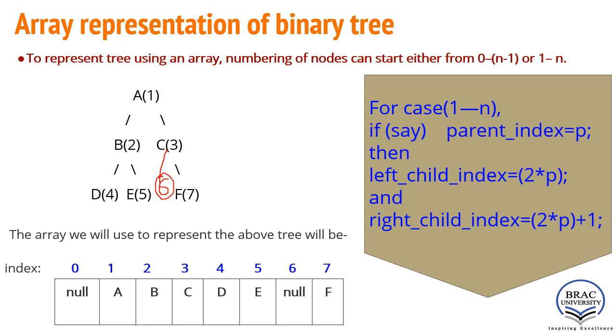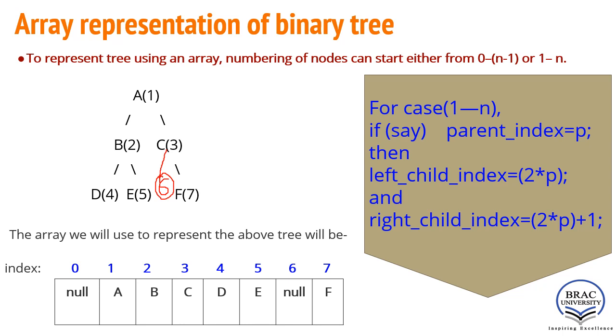So for example, if I have an array data structure having 100 elements, and in that array I want to know who are the children of index 34. If I ask you who are the children of index 34, then the left child of index 34 will be 2 into 34, and the right child of 34 will be 2 into 34 plus 1.